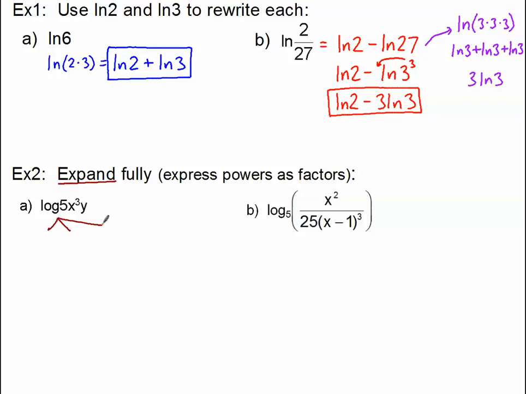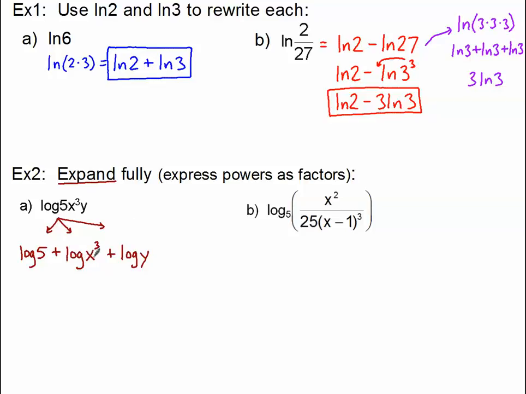In fact, I'm going to split it up into 3 separate logarithms and write it as the log of 5 plus the log of x cubed plus the log of y. So 3 separate logarithms using our product property. The log of 5, well, I don't know what that's equal to, so I'll leave it as that.